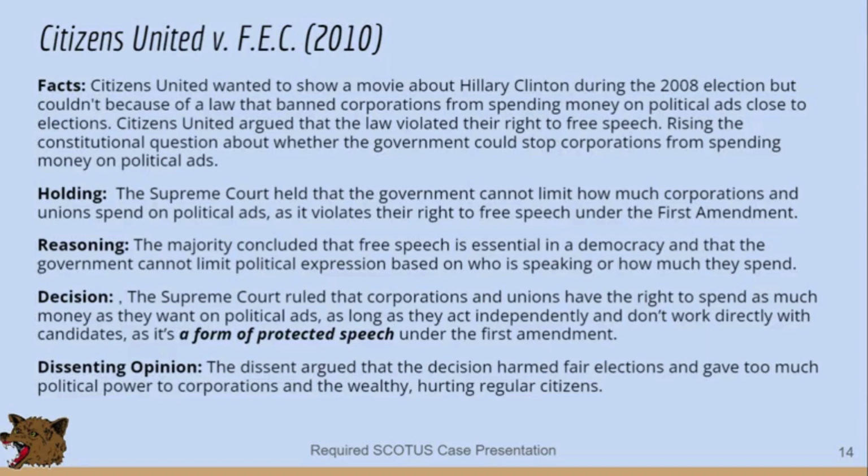That concludes our presentation regarding the required SCOTUS cases 1 through 14, presented by Moises Gaona and Adrian Verdin.